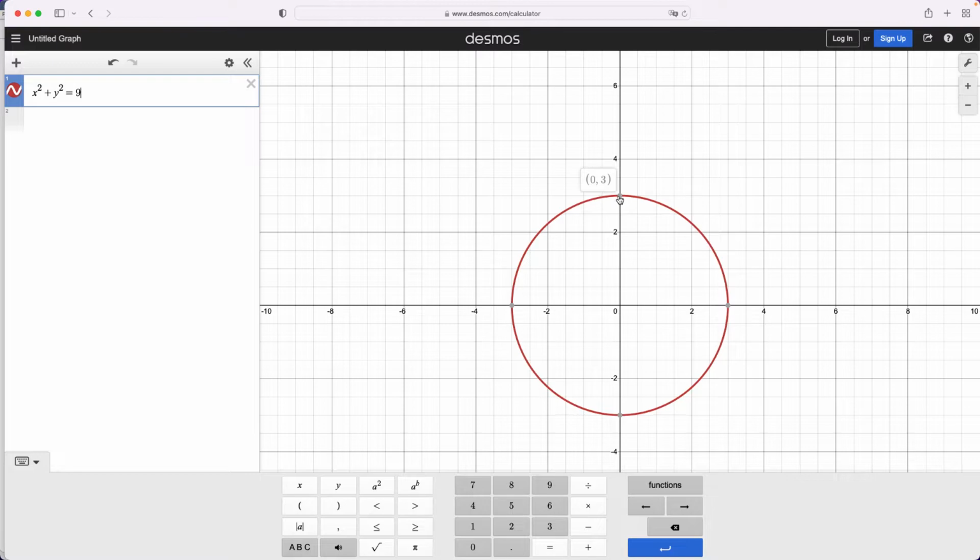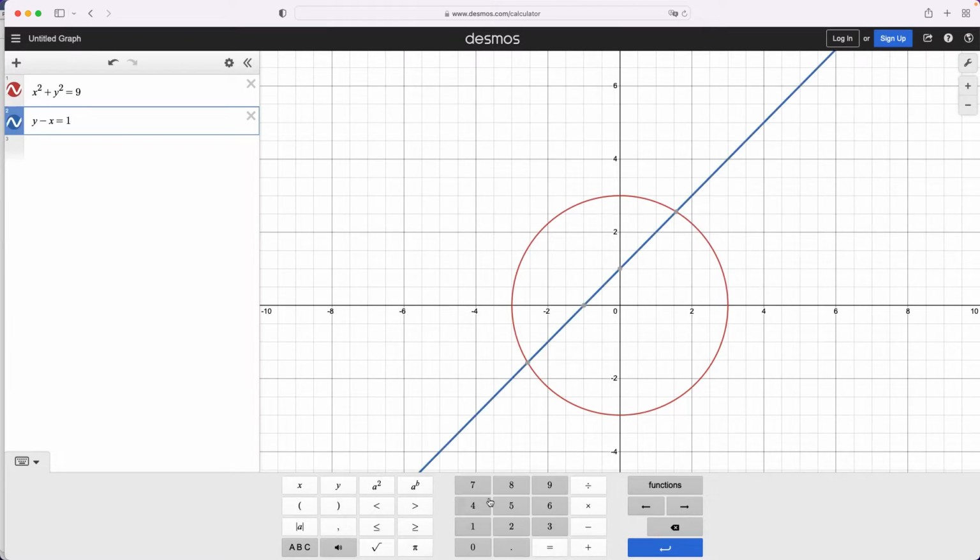There we go, -3 and 0, and it's centered at the origin when there is no coefficient here. So 3, 0, -3. You see how that works? It just shifts based on the axis that it's aligning on, but the radius is always 3, and the origin here is the origin of our Cartesian coordinate system. Now I am going to put in the linear equation that we had, and that was y minus x equals 1. And you can see that here.